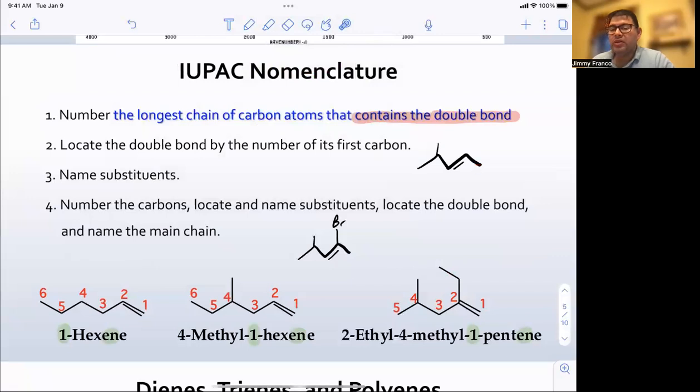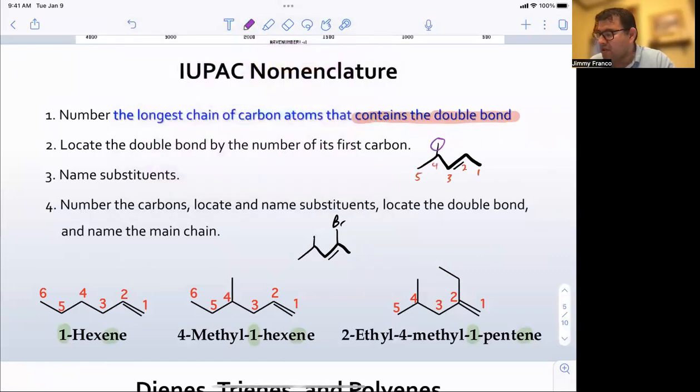You want a number from the side that gets to the double bond the fastest. And remember, now the double bond has the highest priority. So previously we would have started on the left to get to that methyl group faster. But now we want to get to the double bond the fastest. So we'll start on the right and we'll go 1, 2, 3, 4, 5. So we're going to have 5 carbons.